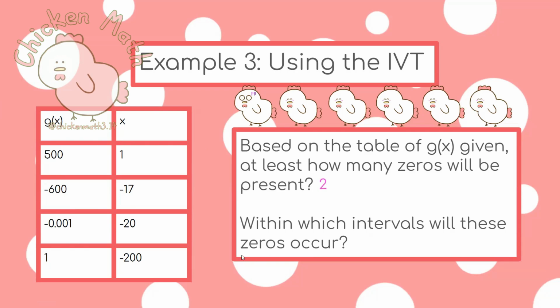Now, within which intervals will these zeros occur? Since 500 and -600 are our output values for these input values, 1 and -17, d0 will be between -17 and 1. And this also applies for these values right here, since we're switching again. So it'll also be between -200 and -20. Smallest values go first. So these are intervals in which our zeros would occur.